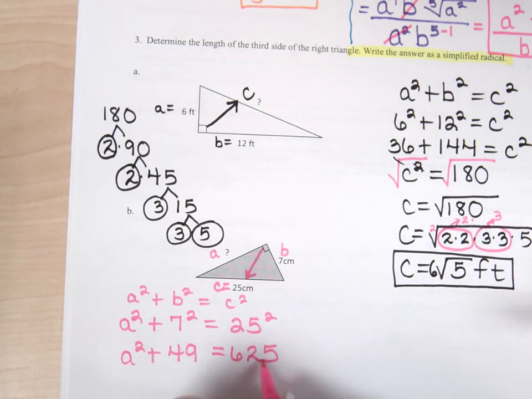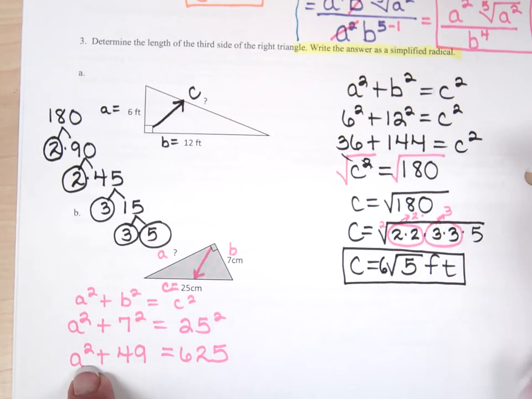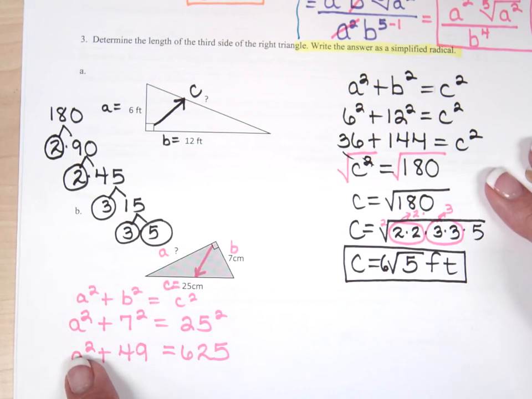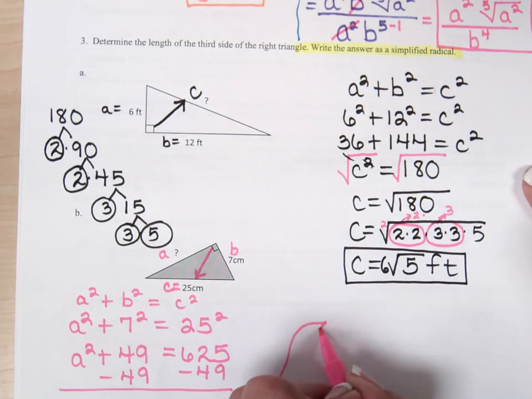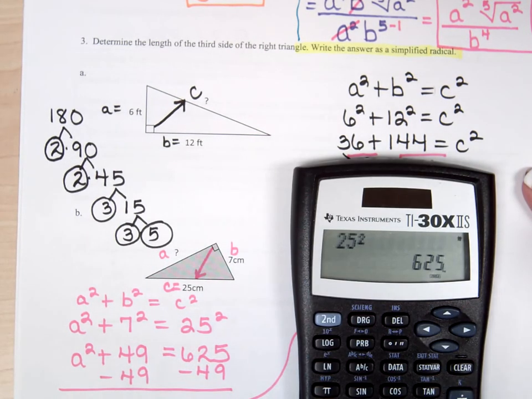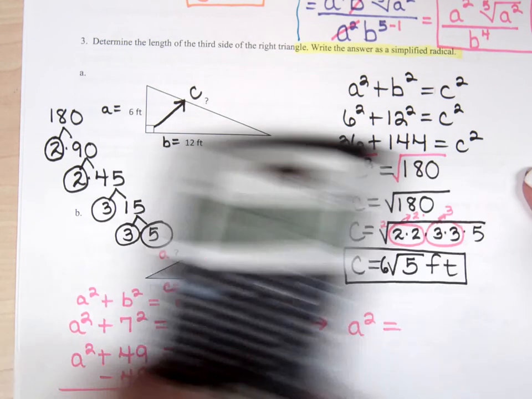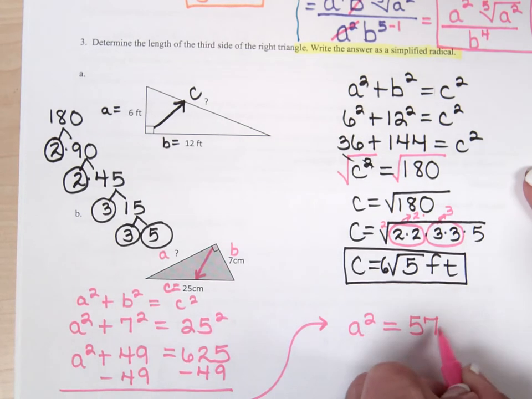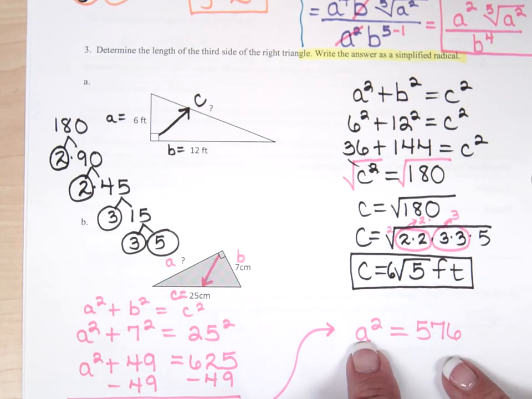And then remember, when you're doing Pythagorean, you're just solving. So you're solving for A. So if I'm solving for A, that means I need to get it alone and move everything else to the other side. So subtract 49, because I'm moving it to the other side of the equation. And that leaves me with A squared equals 625 minus 49 is 576. And then keep in mind, what am I doing? Oh, I'm trying to find A. This is A squared, so how do I undo A squared?